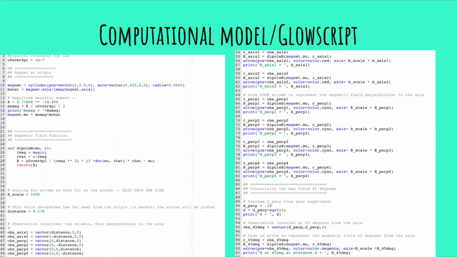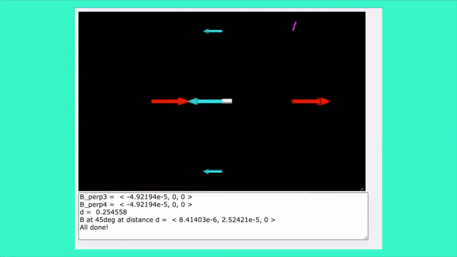Over in the right-hand corner, we have the formulas and the code that will make the arrows showing the directions of our magnets and the magnetic field. And then we also have our d perp that was derived from our experiment. We put that average here in line 90. So here's what the code looks like when it is run.